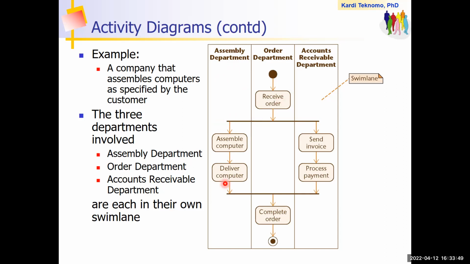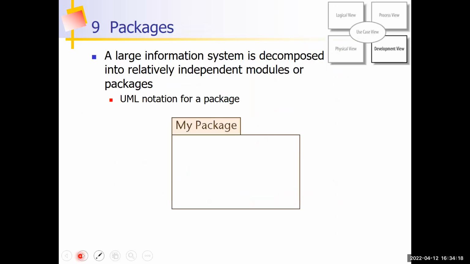The assembly department will assemble the computer and deliver the computer, and then the accounting department will send the invoice and process the payment. Unless the 2 parallel branches are done, not only one, you can't say complete order. Otherwise, you don't say that this is already completed, so it's still hanging there. I hope you understand the meaning of this parallel processing.